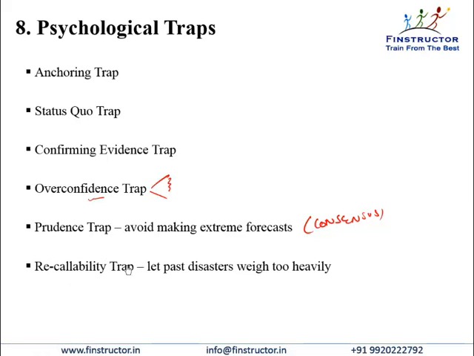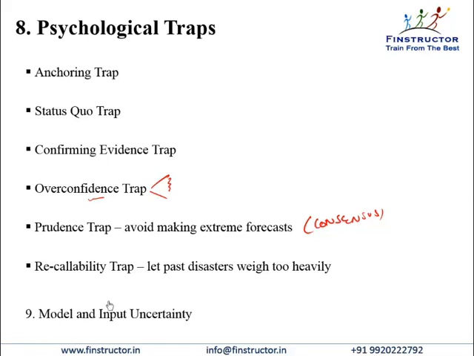Recallability trap is when experienced analysts and even other analysts let past disasters weigh too heavily on their current forecasts. So they are just not able to let go of the past, and hence they often miss opportunities because they are conditioning too much, or they are still scarred by the memory of that big disaster or big downfall or a big loss that they had.